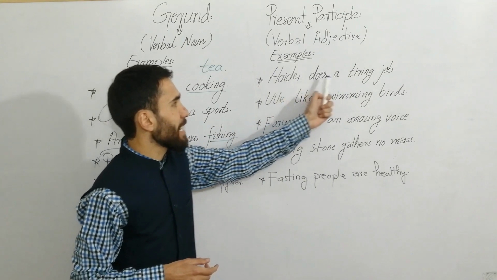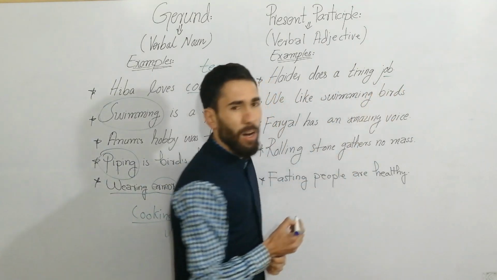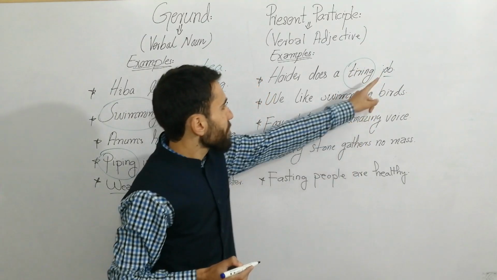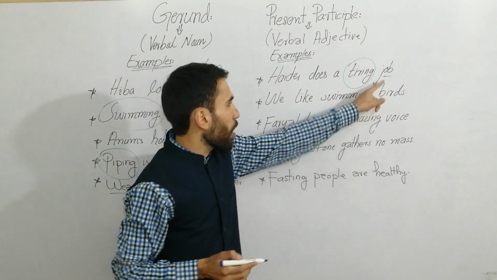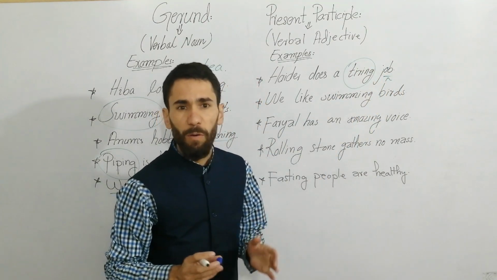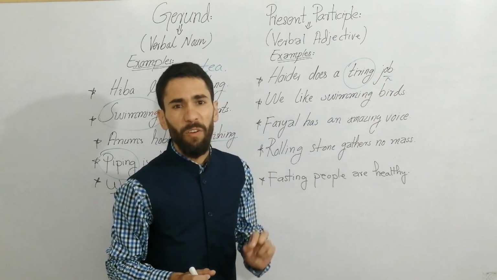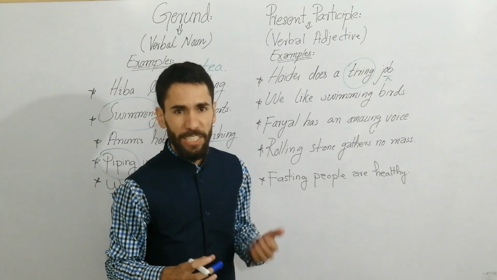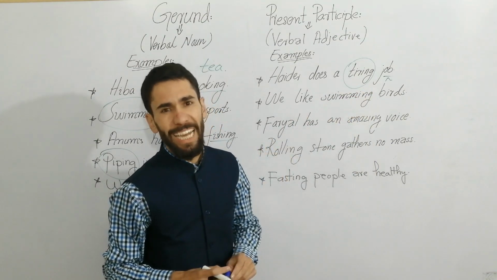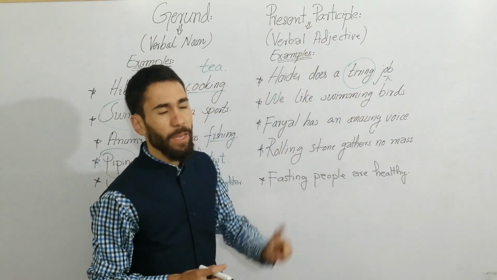Examples: Heather does a tiring job. Look at the job. Job is a noun and tiring is qualifying the job. Tiring is the fourth form of verb that is qualifying the noun, and the word which qualifies a noun is called adjective. So here the fourth form of verb or ing form of verb is acting as an adjective. That's why we call it present participle.